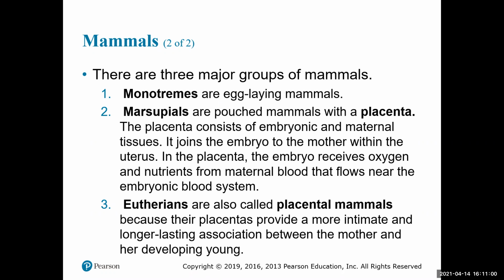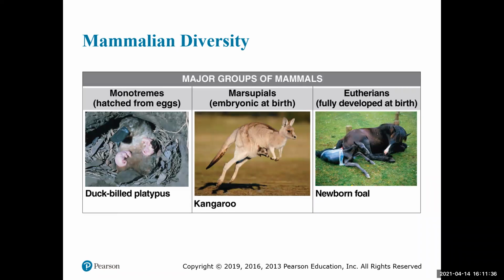And then the embryo is developing in this pouch, right, that has that placenta. Now, for eutherians, or true placental mammals, they carry their placentas internally, and the embryo has a much longer developmental association with the mother compared to the other two groups of mammals. Right? So here we have a duck-billed platypus that has its offspring hatched from an egg.